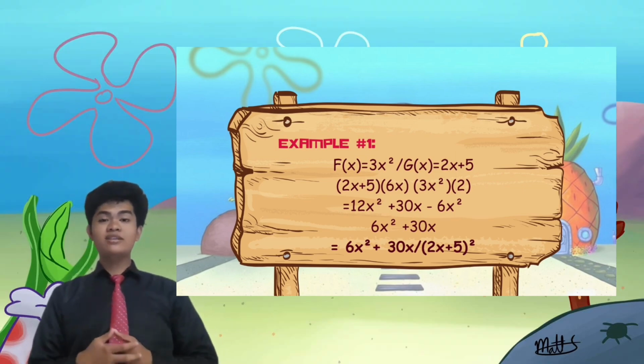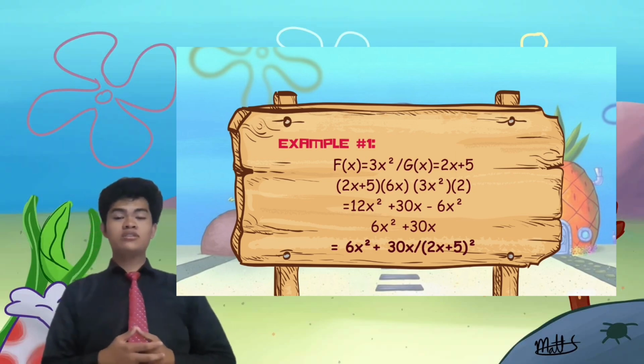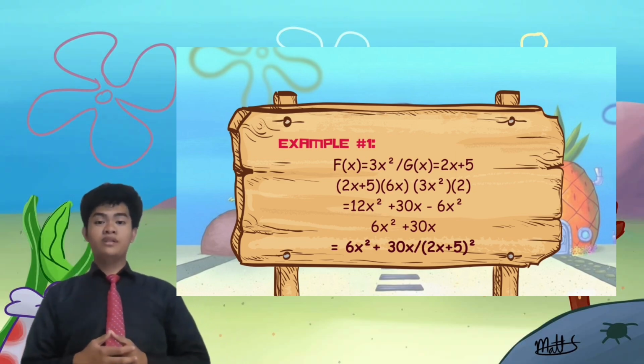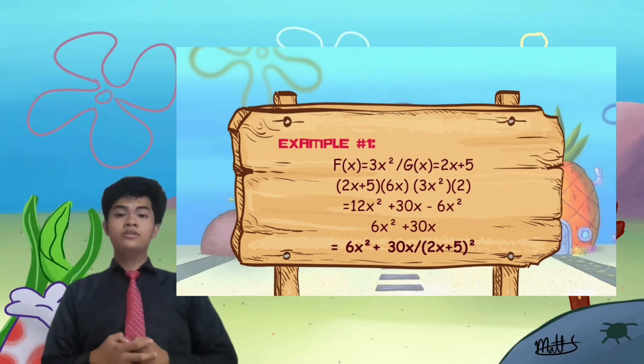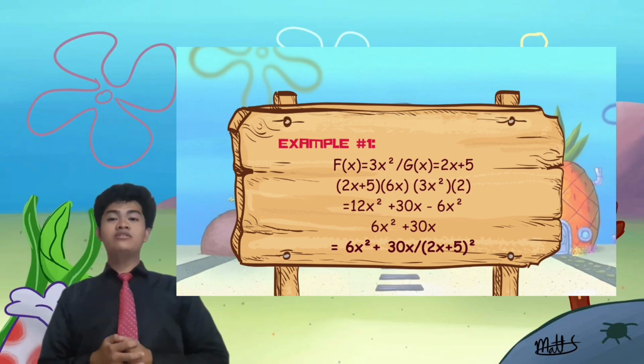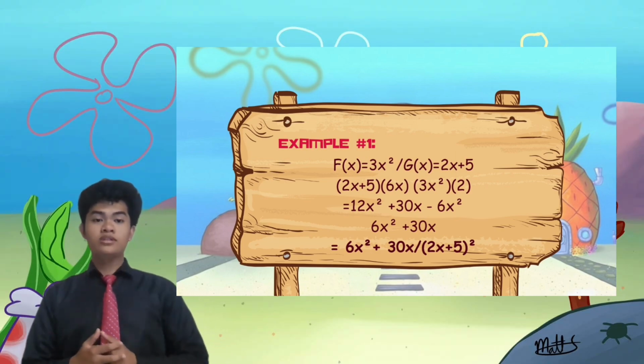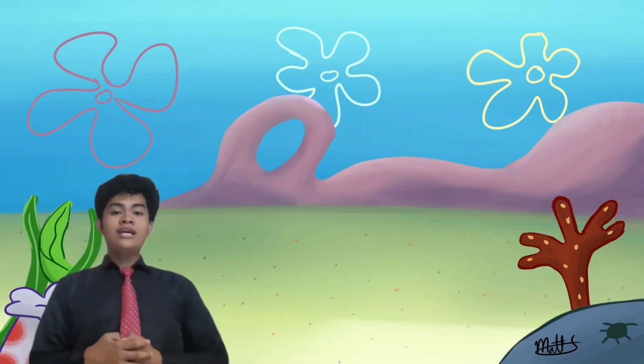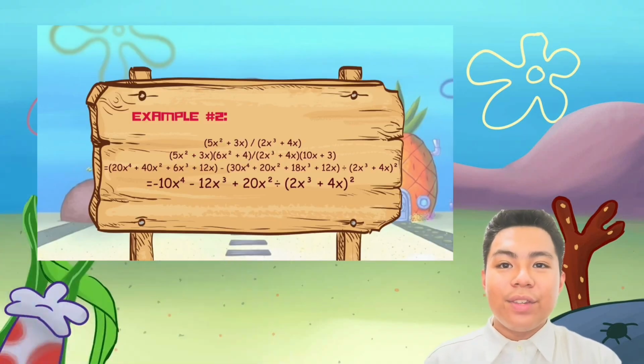Now we combine the like terms and simplify it. 12x squared minus 6x squared is 6x squared. Now we have 6x squared plus 30x. Our denominator will be the quantity 2x plus 5, squared. So the final answer is 6x squared plus 30x over the quantity 2x plus 5, squared. It's that easy. So now let's solve this example.